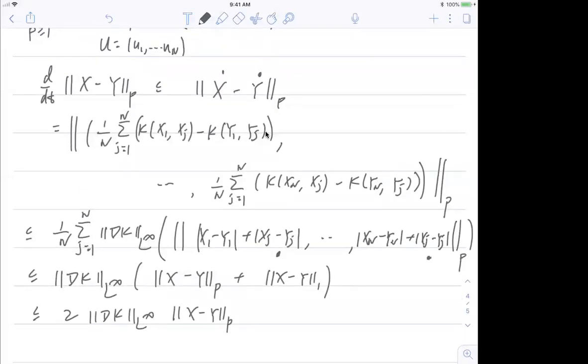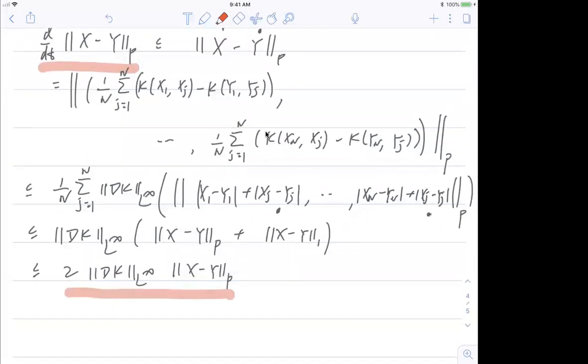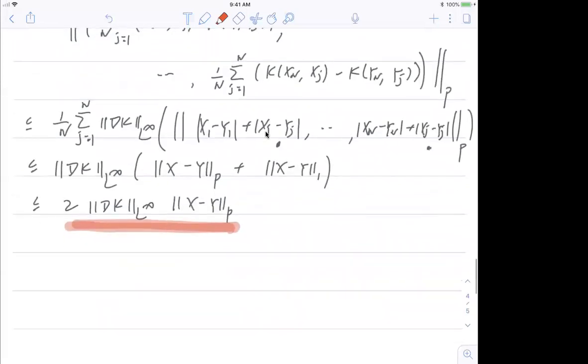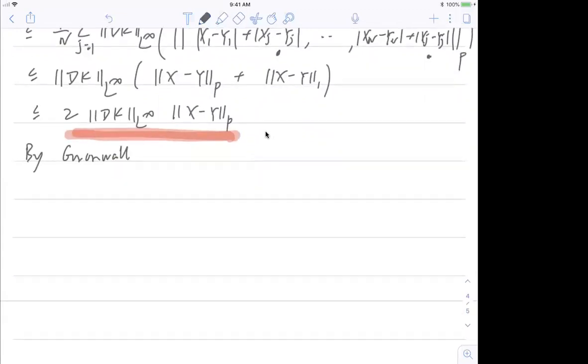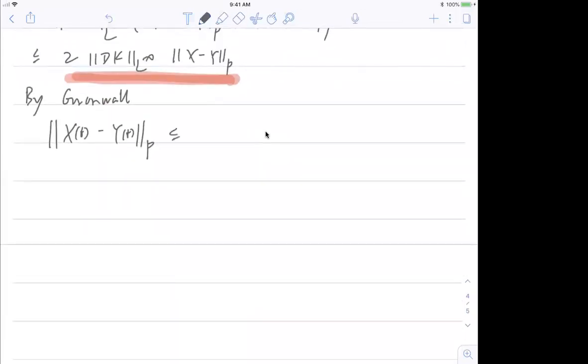Okay, so what do we have? We have the time derivative of the p norm of the distance between a trajectory x and a trajectory y. Here, by the Grönwall inequality, we can conclude directly. This is controlled by the initial distance, and there is a factor here.